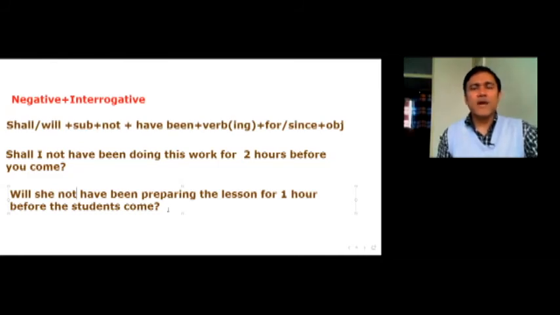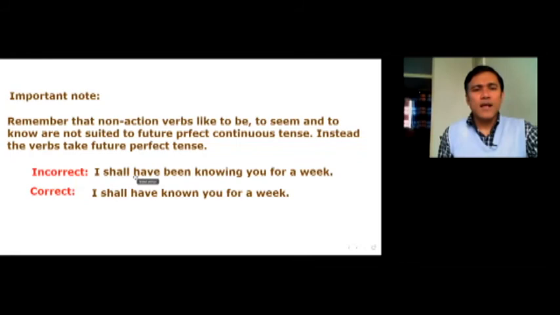So in this way we can make negative and interrogative sentence to future perfect continuous tense. Now there is an important note for you. Remember that non-action verbs like to be, to seem, and to know are not suited to future perfect continuous tense. Instead, the verbs take future perfect tense. Like I shall have been knowing you for a week.